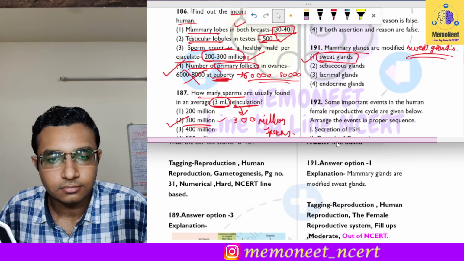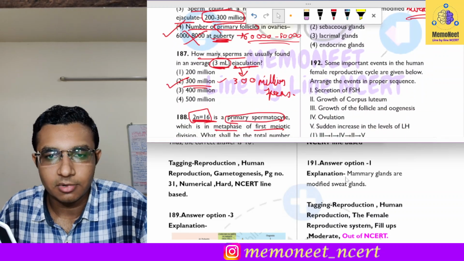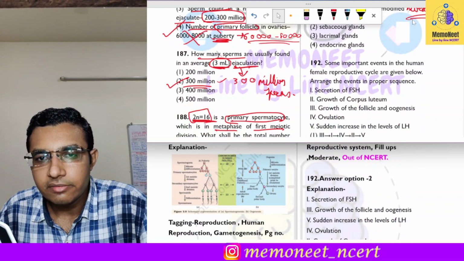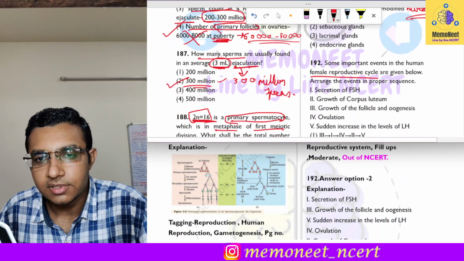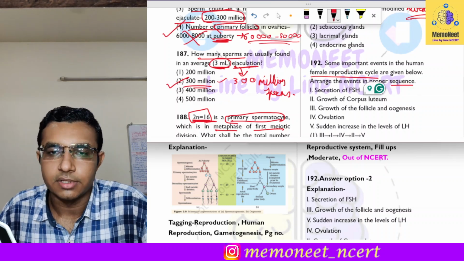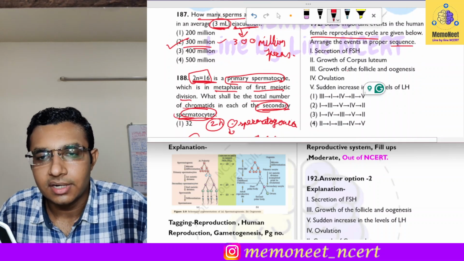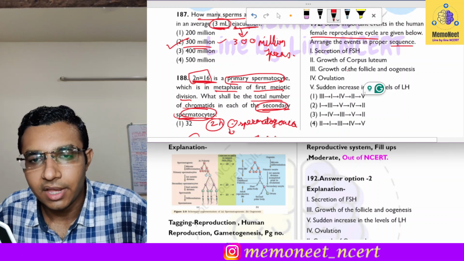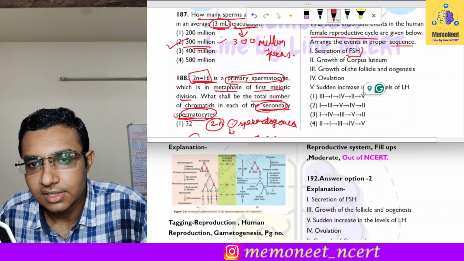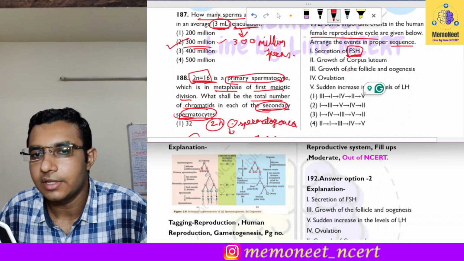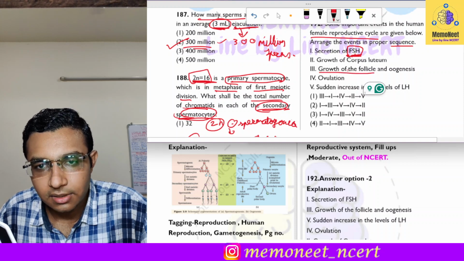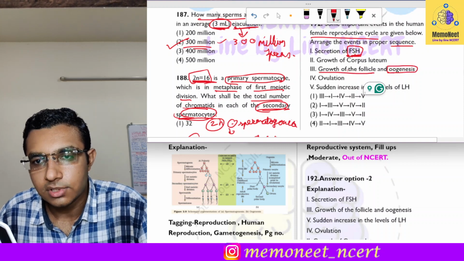The next question is question number 192. So it states that some important events in the human female reproductive cycle are given below. Arrange the events in a proper sequence. Okay, so here there are certain events which are given and we have to arrange them in a proper sequence. So first of all, what happens is there is secretion of FSH, that is the follicle stimulating hormone. This follicle stimulating hormone stimulates the growth of follicle and the process of oogenesis occurs.